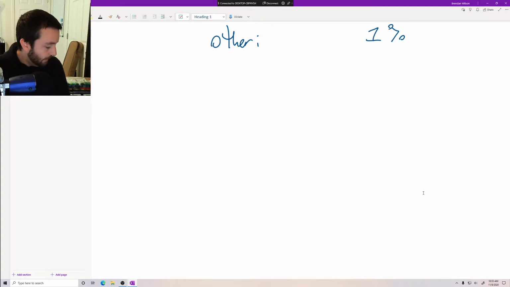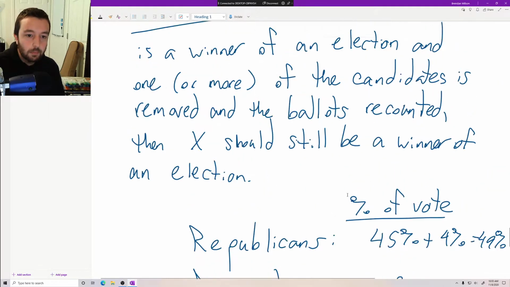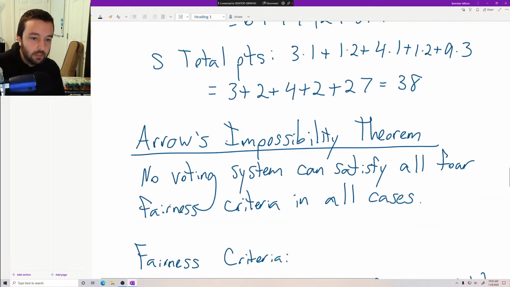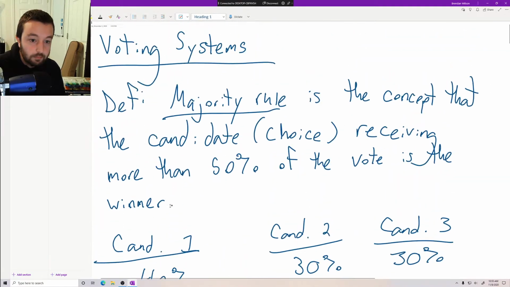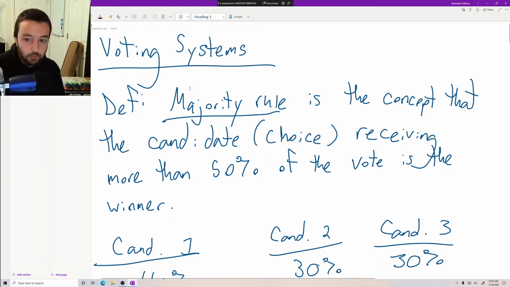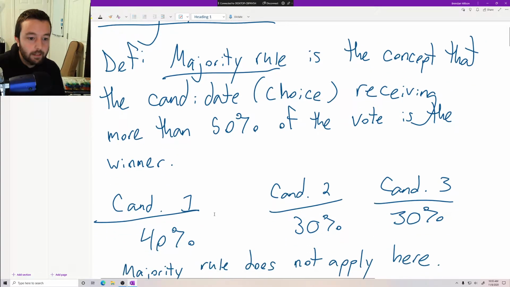But first, before we go into that, let's finish up with 7.1. We have a couple more voting methods to talk about. Just as a reminder of the ones that we already talked about, we talked about majority rule, which is that the candidate receiving more than 50% of the vote is the winner.